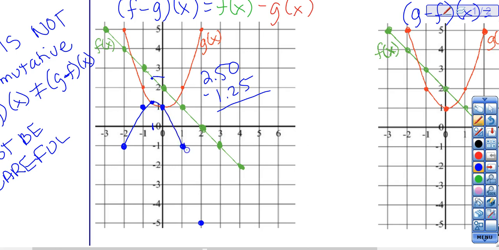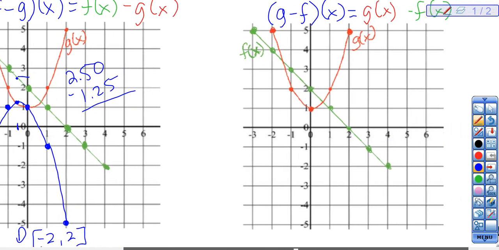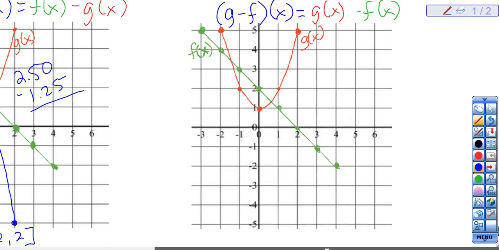Interesting. We got a section of a parabola, right? We did. What's our domain? We need where they share. -2 to 2. Done. And so there you go. You've subtracted a parabola from a line. Interesting that that parabola flipped over. Got a little bit of a shift in it. Well, let's go see what happens if we take the line away from the parabola.